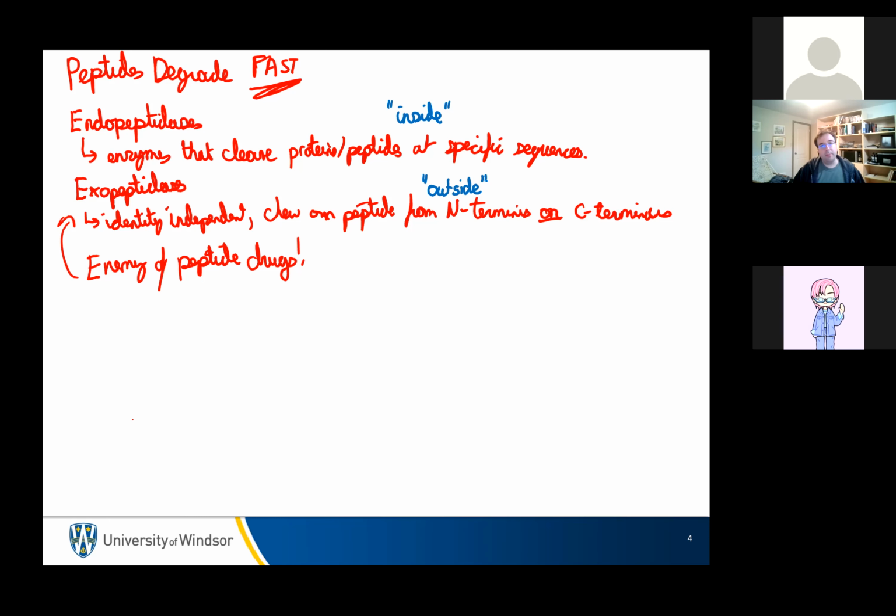Okay, that's a problem. Now, endopeptidases aren't normally as big an issue for peptides because, again, they cleave specific sequences. The chance that you have that specific sequence in your peptide is pretty low. So you're normally pretty safe for most endopeptidases. It's the exopeptidases that get you. So I want to talk about four stabilization strategies, really.